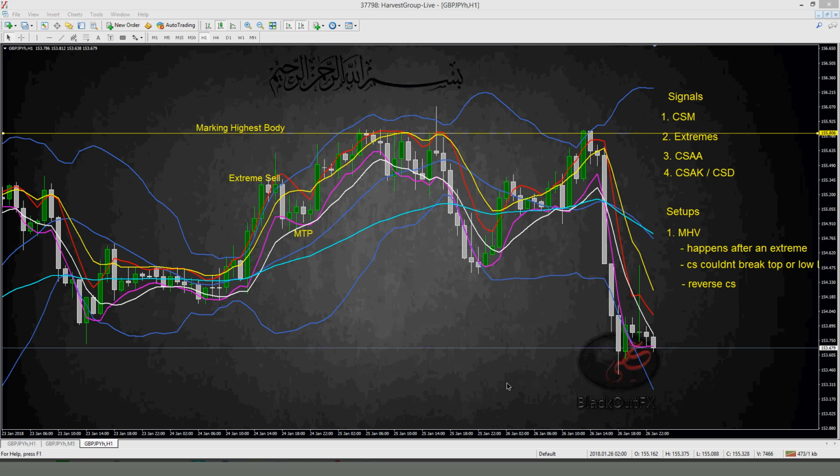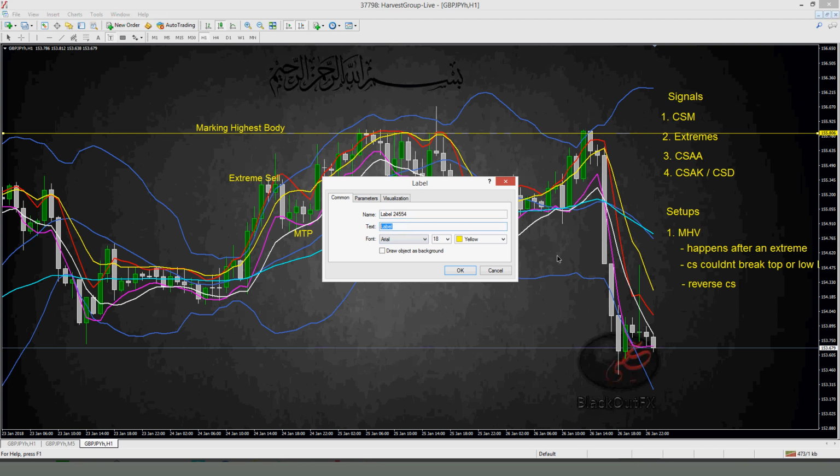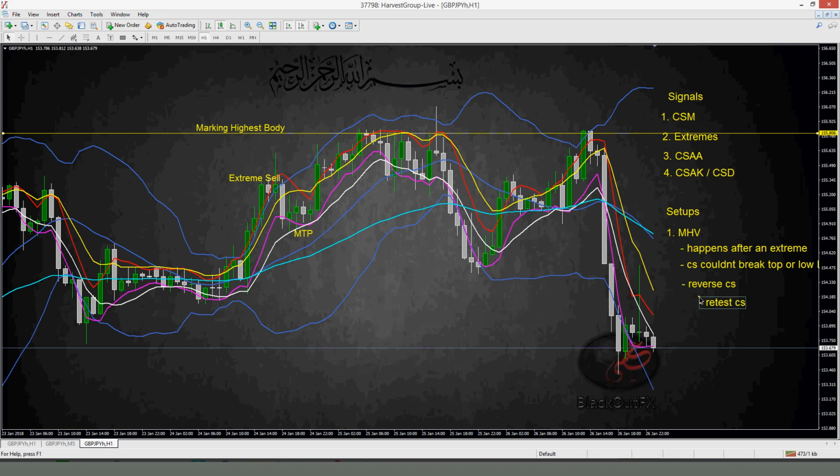Okay, we need to mark the highest body so we know at what point the retest will come by. Otherwise, we wouldn't be able to see where the retest is. Okay, so obviously over here, the core condition or characteristic of MHB is the retest CS, where we entry our sell or buy. Okay, so that's the MHB setup.